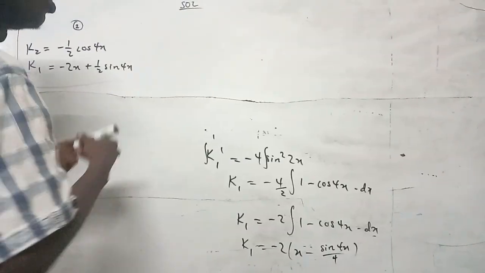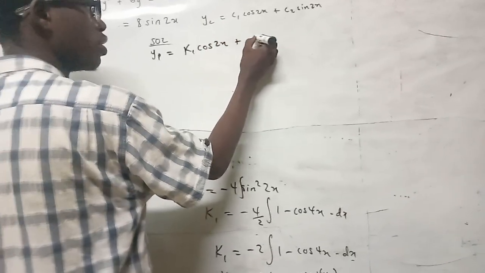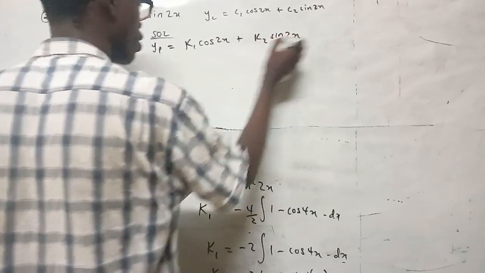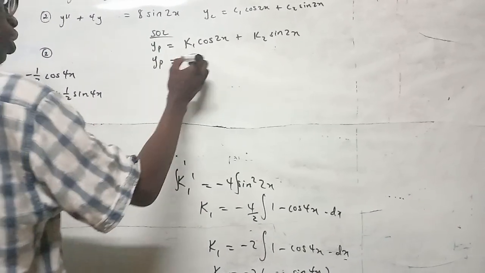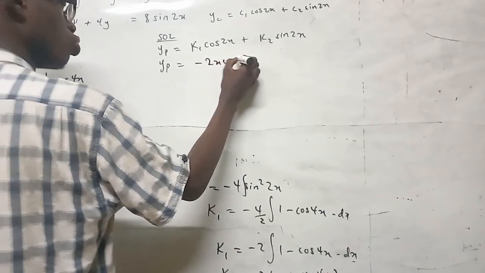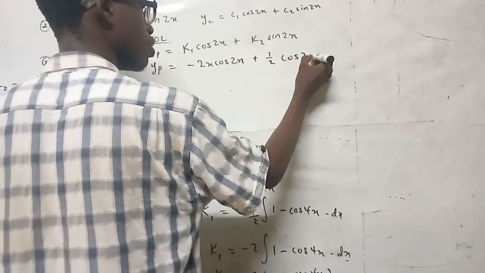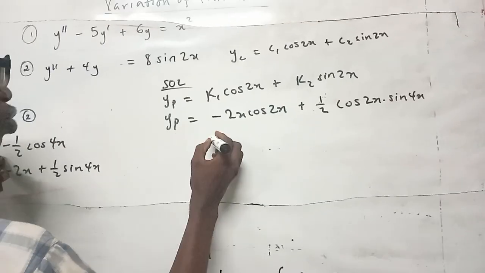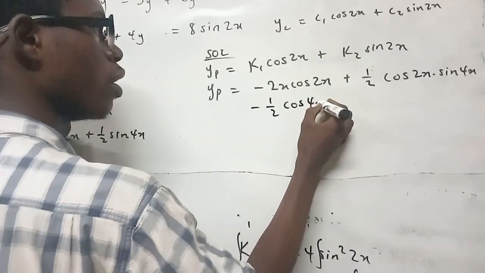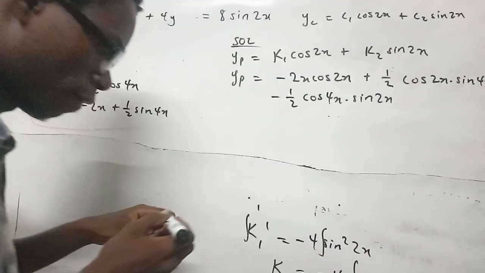So coming from the onset, we know our yp equals to k1 cos 2x plus k2 sine 2x. So I can say my yp is now equal to, what's k1? K1 is minus 2. I'm going to multiply it by cos 2x. Minus 2x cos 2x plus 1 over 2 cos 2x sine 4x. Plus k2, what's my k2? That's minus 1 over 2 cos 4x sine 2x.